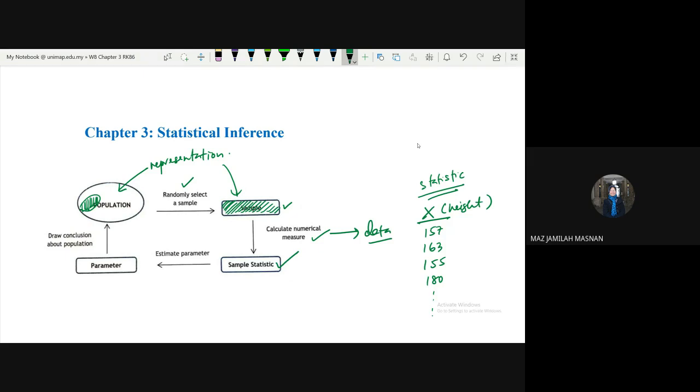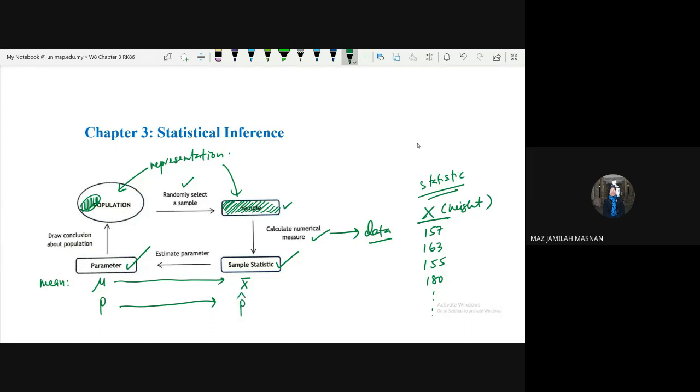Any measure from our population is what we call a parameter. For example, if you are talking about the mean of your population, then we are talking about mu. And if you are talking about the mean of a sample, we are talking about x bar. If we are talking about the proportion of our population, the proportion of our sample will be p hat.